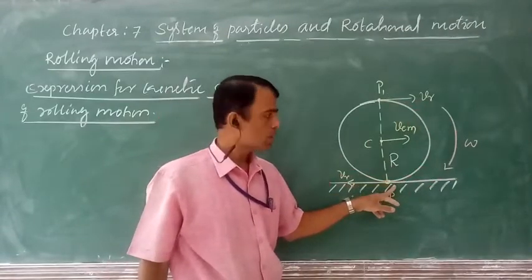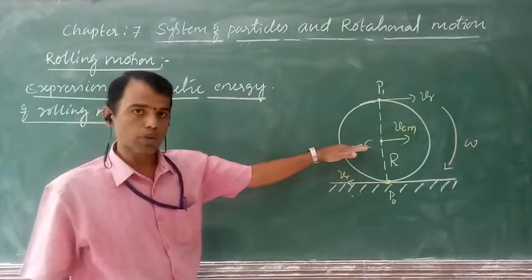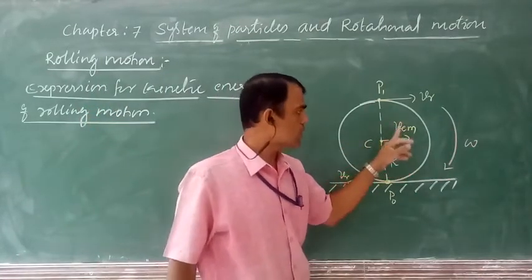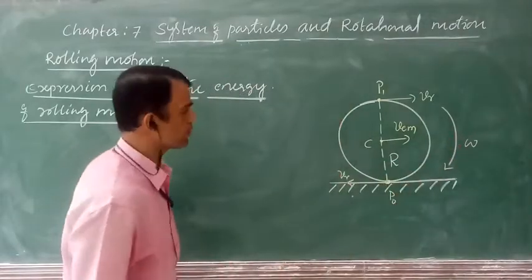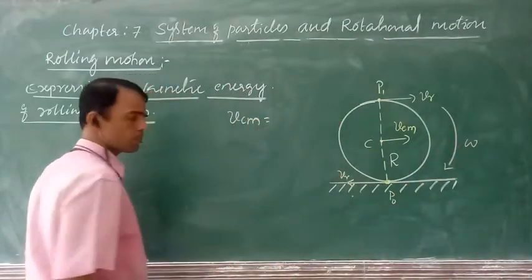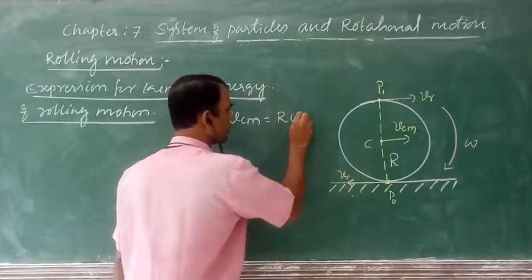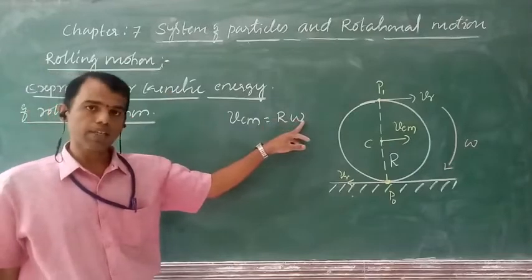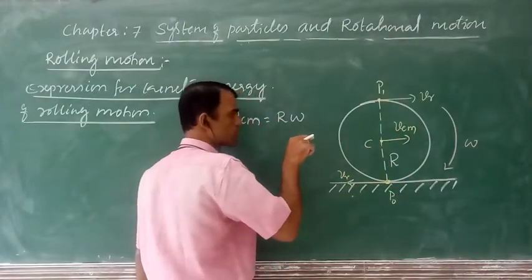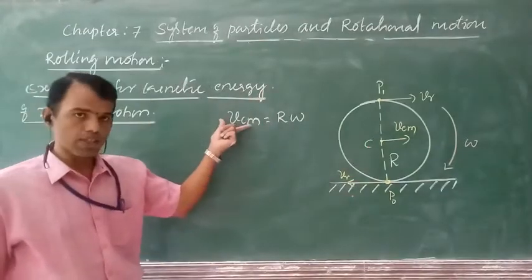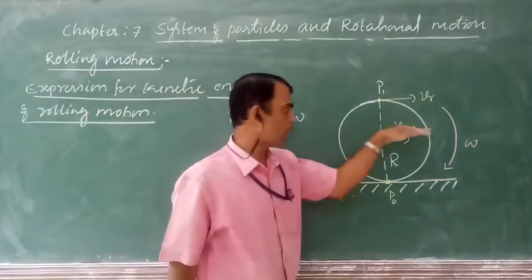because it is the case of rolling motion, the center of mass moves in a linear path. So the disc will have a translational velocity, which is the velocity of center of mass. If Vcm is the velocity of center of mass, then Vcm is given by r omega, where r is the radius and omega is the angular velocity with which the body rolls on the surface. Vcm equals r omega, which is parallel to the surface.